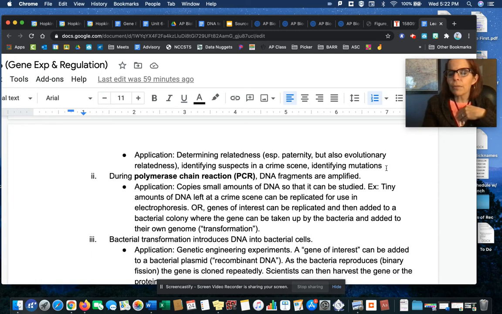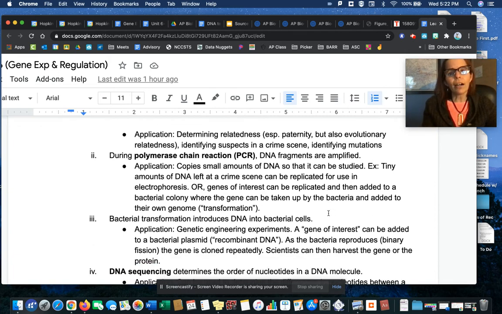And then the other thing that we use electrophoresis for is identifying mutations. So we can put the wild type, remember that's the normal DNA, in one well, and we can put a mutated version in another well, and we can identify that there's a mutation because they'll produce different DNA fingerprints.